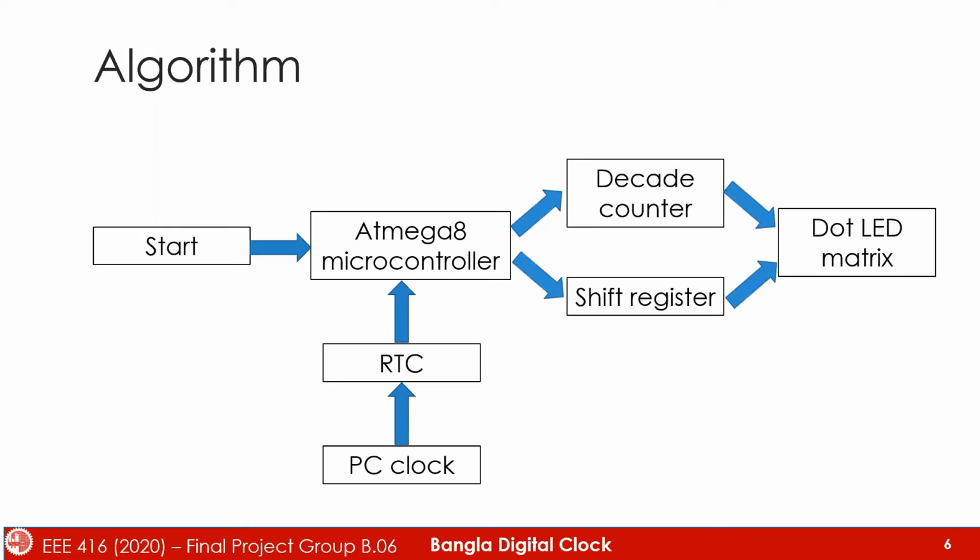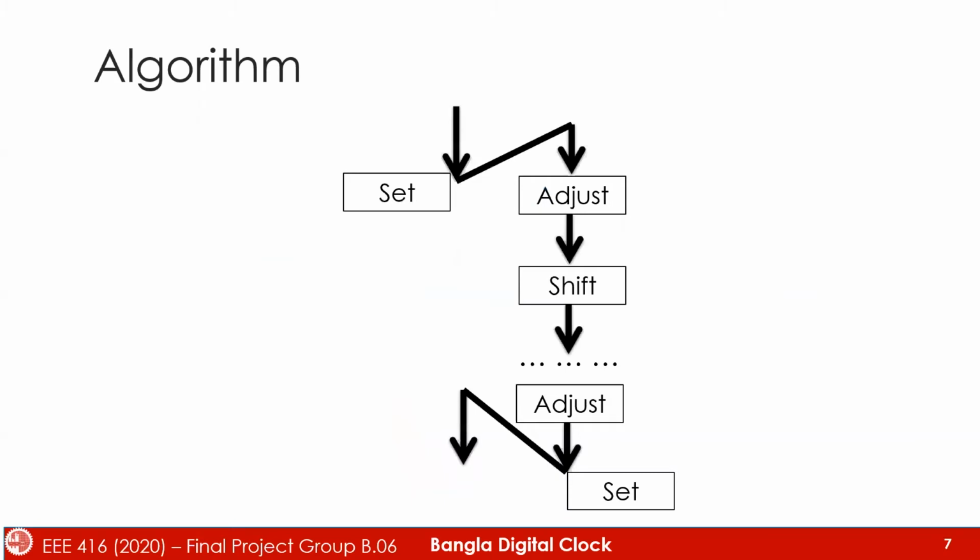I will now explain the algorithm of our Bangla Digital Clock project. For this project, we have used the ATMEGA8 microcontroller. At the beginning of the program, the DS1307 serial real-time clock reads the time from the PC clock. This value is passed on to the ATMEGA8 microcontroller. The microcontroller uses a font algorithm to convert the time into a hex value to display in the dot matrices. The font algorithm will be discussed in the next slide. With the help of a decade counter and 4 shift registers, the desired numbers are displayed in the dot matrices.